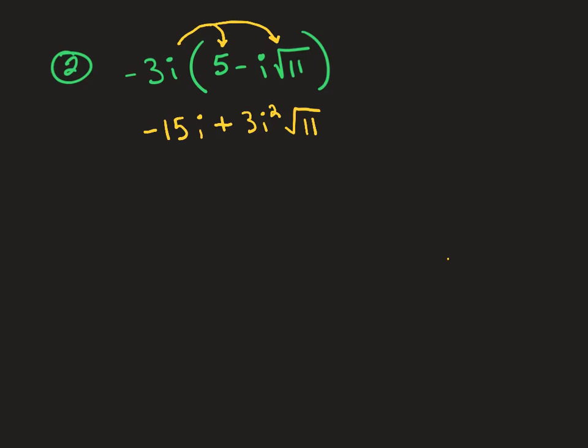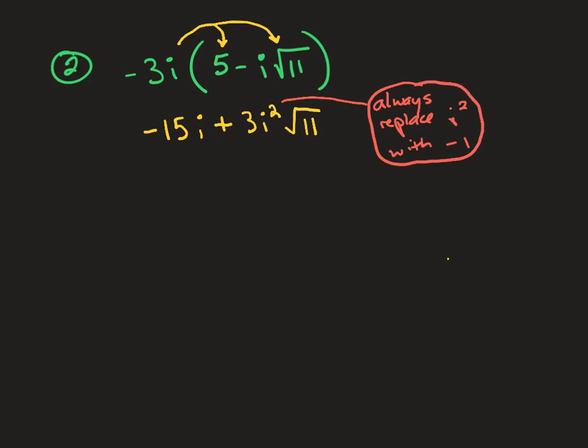Another thing that you'll want to remember, anytime we see i squared, you're always going to replace i squared with negative 1. Always replace i squared with negative 1. So what we've got on the next step is negative 15i plus 3. And since it's times i squared, we're going to multiply negative 1 and then square root of 11. So we end up with negative 15i. 3 times negative 1 is negative 3. Square root of 11.